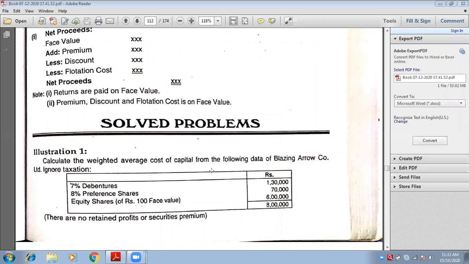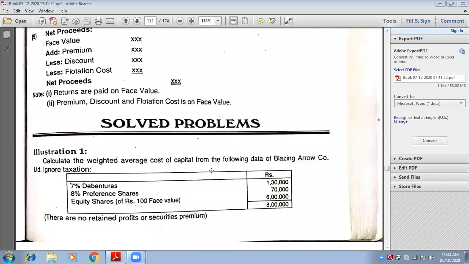What do you mean by weighted average? When you have different types of securities and different investors in the company, in one company there are debentures, preference shareholders and equity shareholders also. The total that I earn and the total that I will have to incur in expenditures for my capital holders is known as weighted average cost of capital.